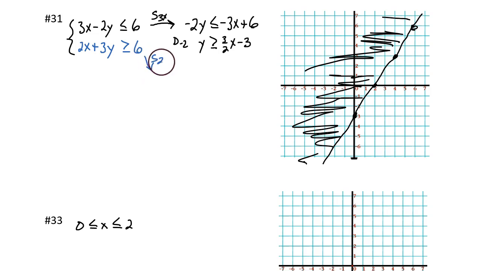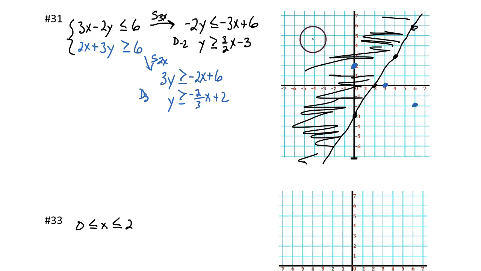by subtracting 2x from both sides. We get 3y is greater than or equal to negative 2x plus 6. Now let's divide by 3. Y is greater than or equal to negative 2 over 3x plus 2. So the y-intercept is at 2, and the slope is negative 2/3. Down 2, run 3. Down 2, run 3.